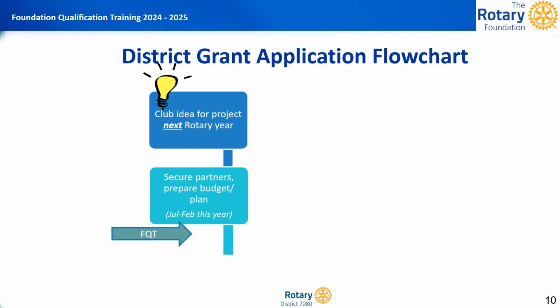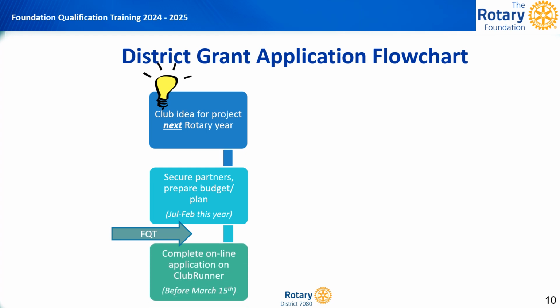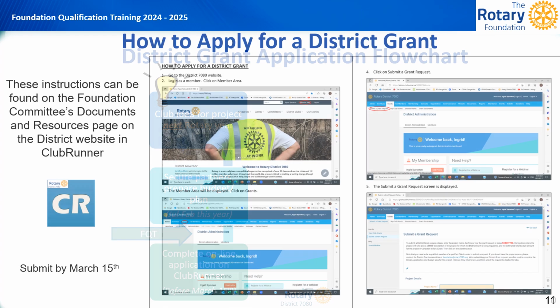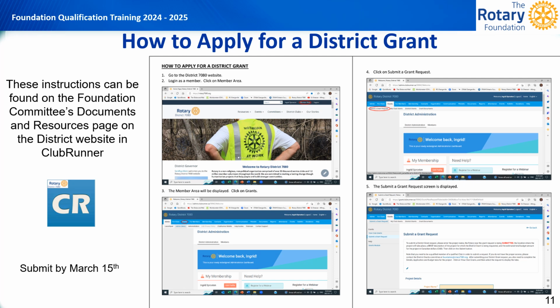Make sure your club is qualified for the year you are submitting the application. Check Module 1 for information on qualification requirements. Then complete the online district grant application. To access the application for your district grant project, go to the district website and log in. Click on the member area and then click on Grants. Next, click on Submit a Grant Request.